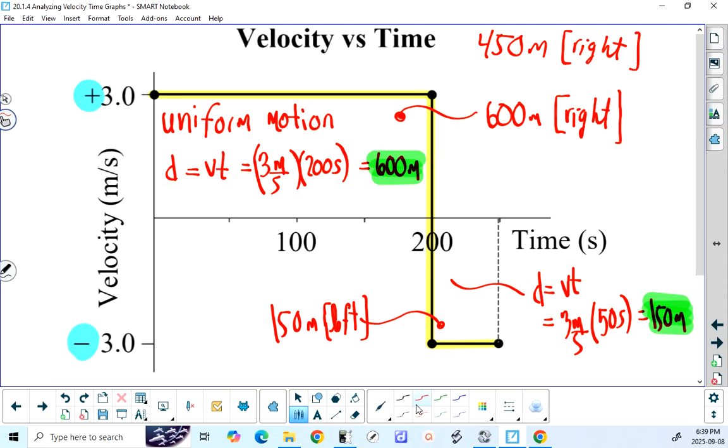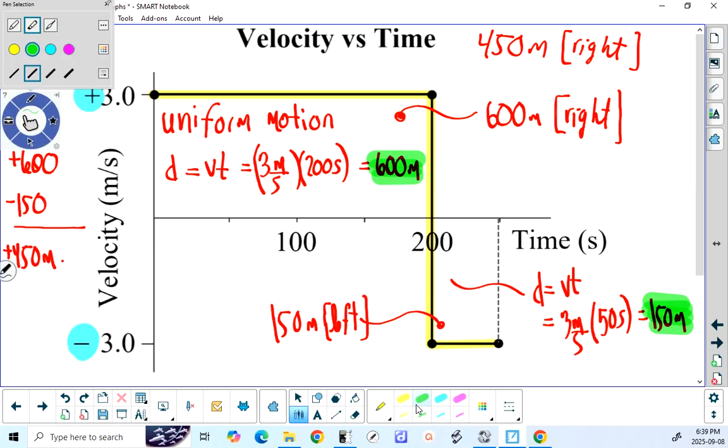What you could also do instead, and if you're at West Country Outreach, I talked to you specifically about this the other day, is assign a positive to the 600 because it's to the right, a negative to the 150 because it's to the left, and simply add them. And I like this because we're finding total displacement, so we're adding displacements. And we get positive 450 meters, and the positive means to the right. I think it's best to write the actual direction as a word. When you get to a final answer, it's better to write 450 meters and the word right.